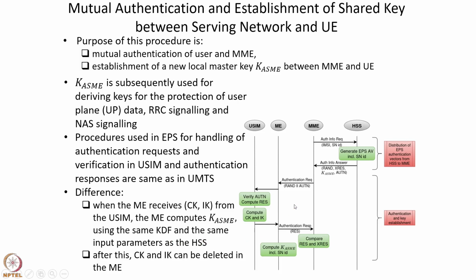So, at the end of this process, the mobile equipment and the MME have the KASME in common. They can then use it for deriving further keys, which will be used for encryption and message integrity of the messages that are exchanged between the mobile equipment and the network.